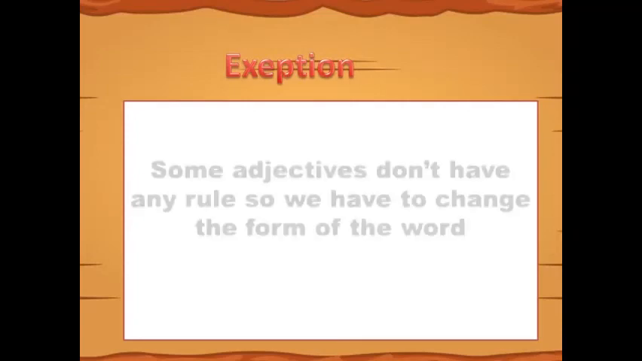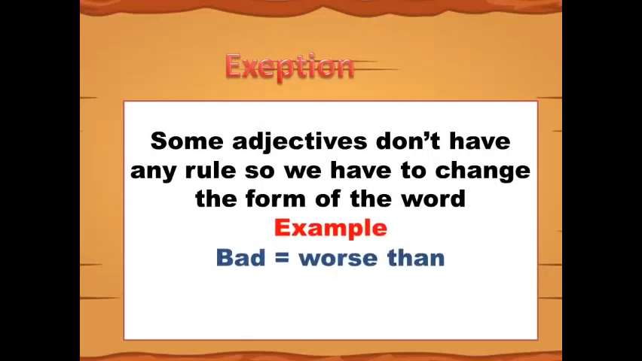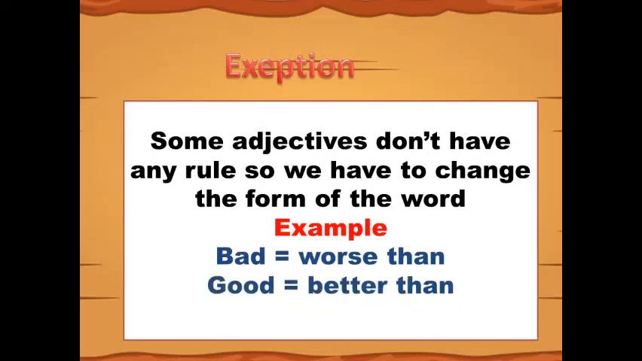But you have to pay attention. Here we have an exception. Some adjectives don't have any rule, so we have to change the form of the word. Some adjectives, we don't add er or ier or more. We change all the word. For example, bad is the adjective. But if you want to make it a comparative adjective, then we have to say worse than. And we have good. Also, we have to change the form and say better than.